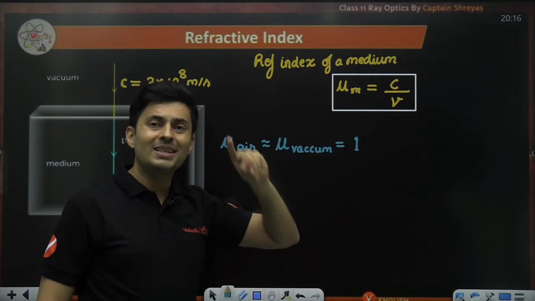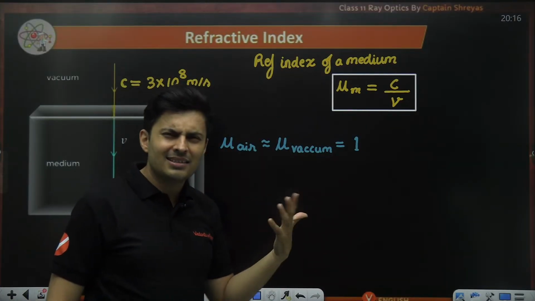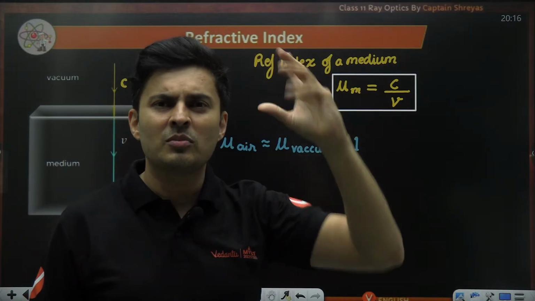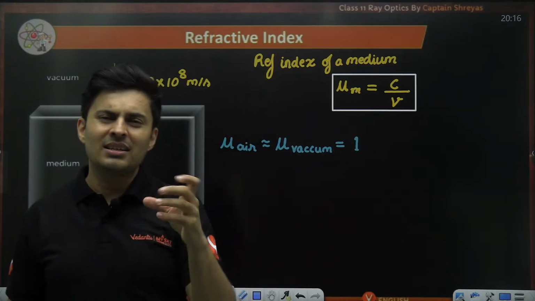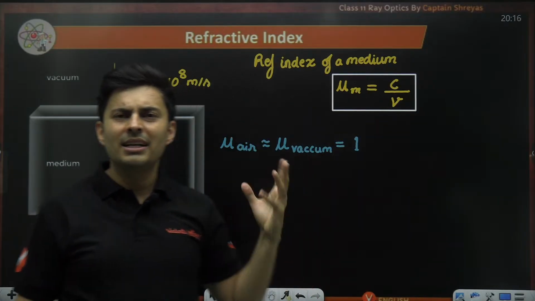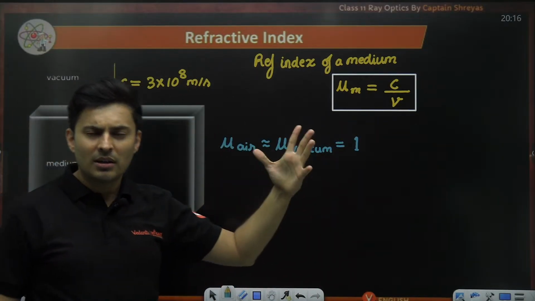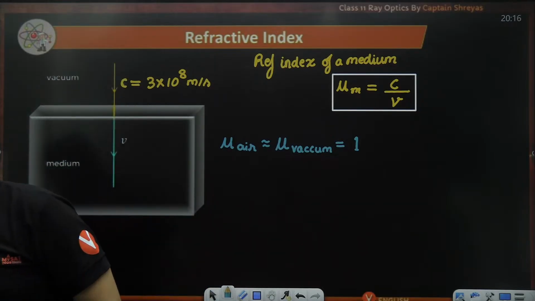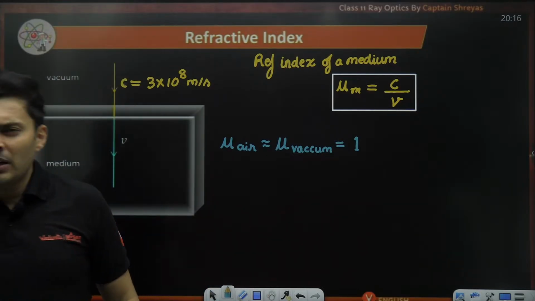Refractive index for vacuum is exactly 1. For air, it is like 1.000 and in the fourth decimal, some small number will come. Because it is like 1.00027, something like that, we almost treat it like vacuum, or like 1 only. Is that clear?